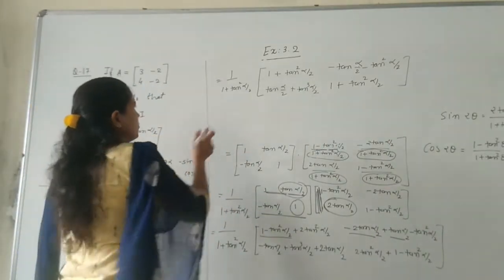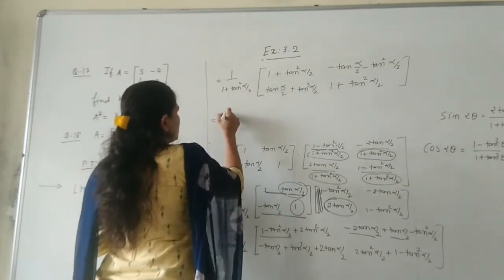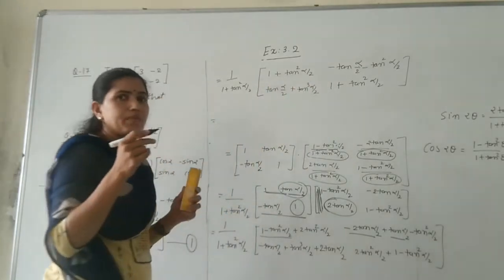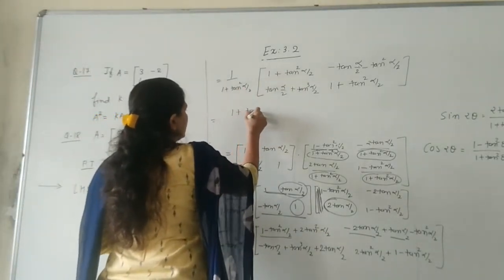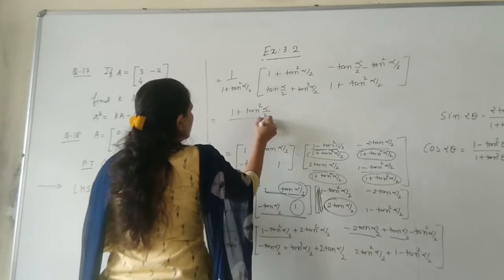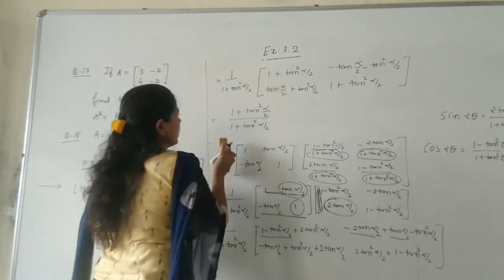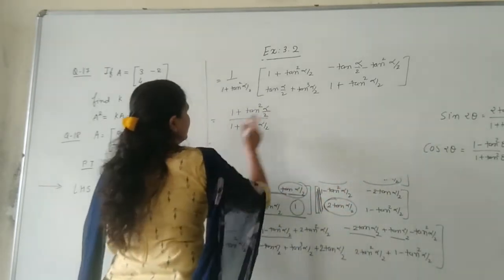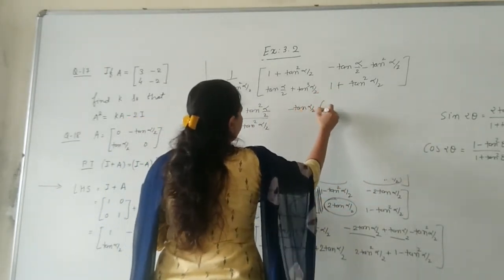So now what do we have to do? Here, 1 plus tan square alpha by 2. I am taking 1 plus tan square alpha by 2 in the denominator with the matrix. So it is 1 plus tan square alpha by 2 upon 1 plus tan square alpha by 2. Okay. Then in the second element here, minus tan alpha by 2 is common.